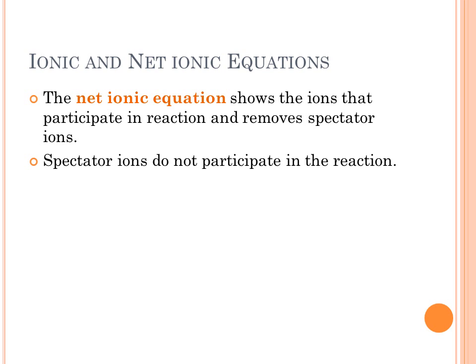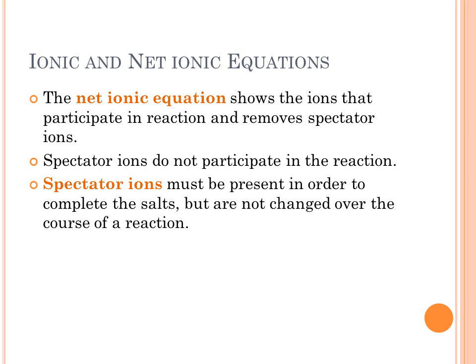As in the previous example, we have to have nitrate ions to complete the silver nitrate salt, because you can't just go get ions from the stockroom. They have to be in some sort of salt. Spectator ions have to be present in order to complete the salts, but are not changed over the course of the reaction. So they're just kind of hanging out like you're a spectator at some sort of sporting event. You didn't actually play the game, you just sat there and watched.